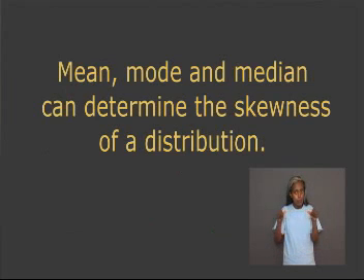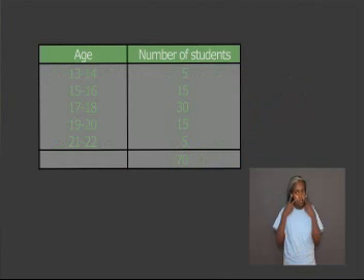Measures of central tendency, such as mean, mode, and median, can determine the skewness of a distribution. It is not the measure alone that tells us the skewness of a distribution. Rather, it is the relationship between the mean, median, and mode. Let us look at an example together.